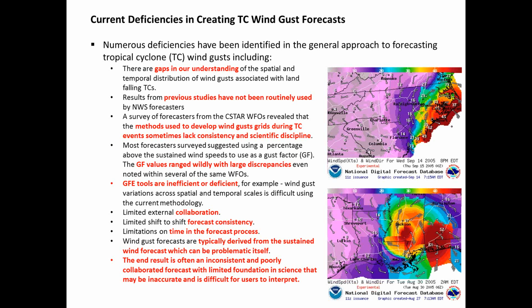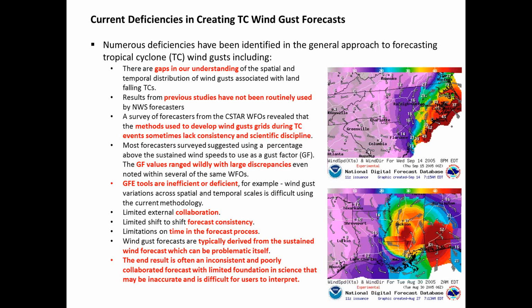As a part of the project, we surveyed numerous forecasters in the Southeast to see how they created their TC wind gust forecast, and we heard a wide variety of methods they use, from using multiplication or product factors to adding raw values to guesstimates and things like that. Many of those methods lacked consistency and good science. One of the more typical methods that forecasters use was something called a gust factor, which essentially is just a multiplier to use with the sustained wind to produce a wind gust from it.